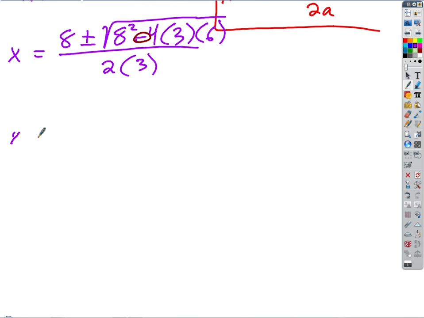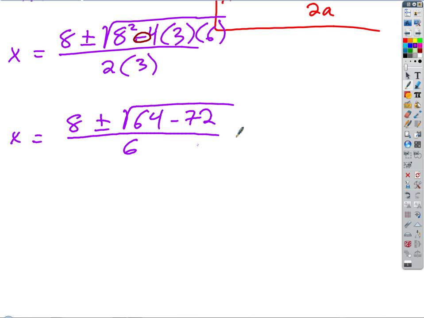All right, so what do we get then? 8 plus or minus square root, what's 8 squared? Okay, what's 4 times 3 times 6? 4 times 3 is 12. Times 6? 72. Good. So minus 72 all over 6, right? Equals 8 plus or minus the square root of what? Negative 8.